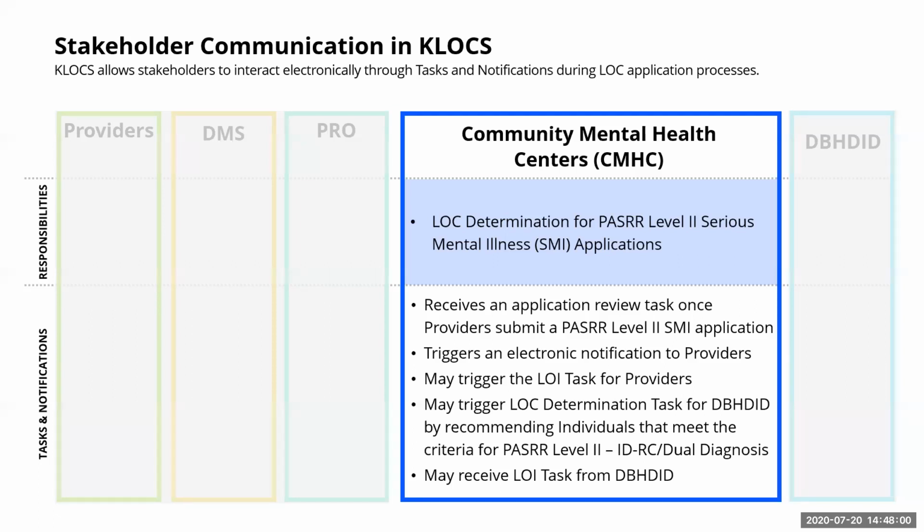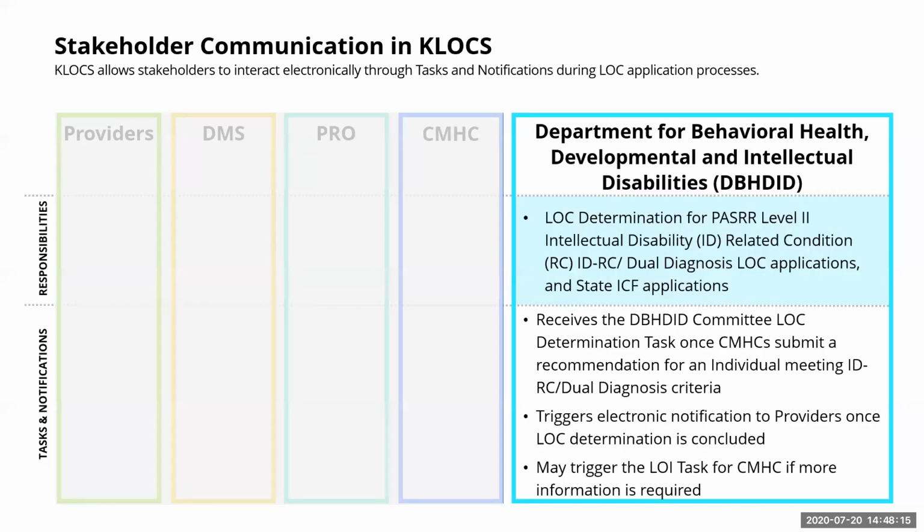And then finally, CMHCs also will receive a lack of information task, but theirs comes from BDID. So that is specific to CMHCs only on that end there. And then last but not least, we're going to discuss our last stakeholder here, which is going to be the Department for Behavioral Health, Developmental and Intellectual Disabilities, also known as BDID. So they're going to hold the responsibility of determining LOC for PASAR Level 2, Intellectual Disabilities, ID, Related Condition, RC, and also our state ICF applications.